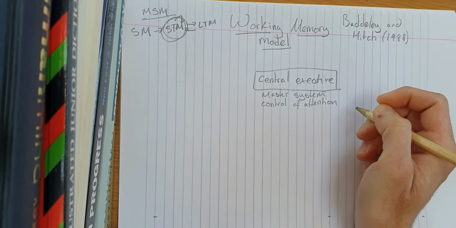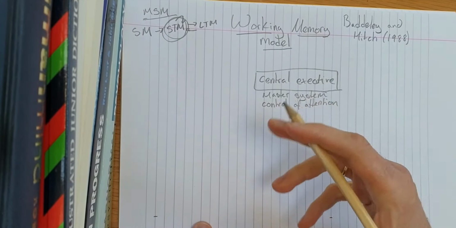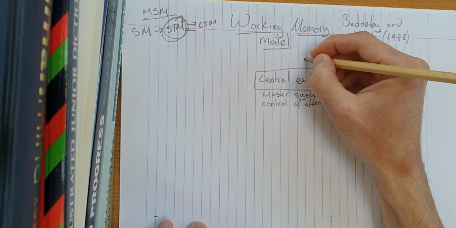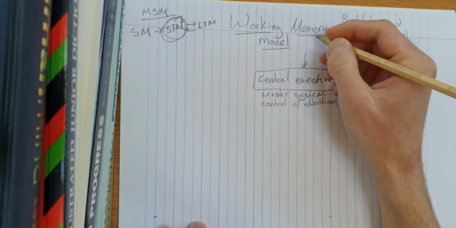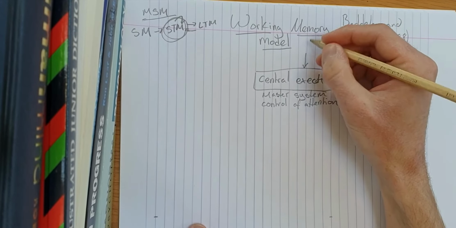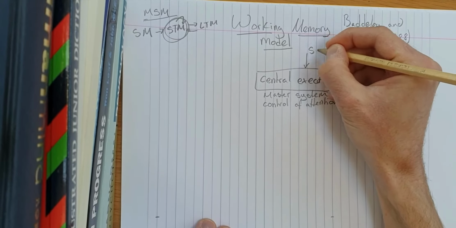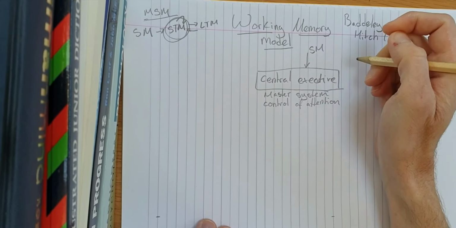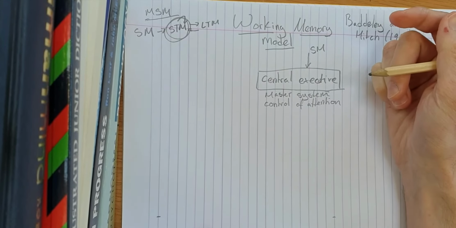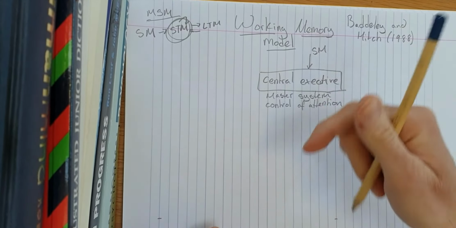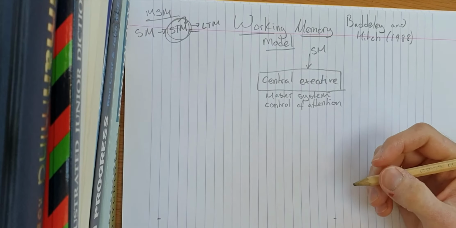and therefore control of attention, remember, is that process that allows us to get information from our sensory memory into our short-term memory. So information comes from the sensory memory to the central executive, and the central executive decides whether or not we're going to pay attention to it. If it decides we are going to pay attention to it, then it moves from sensory memory into short-term memory. We can start consciously processing it.